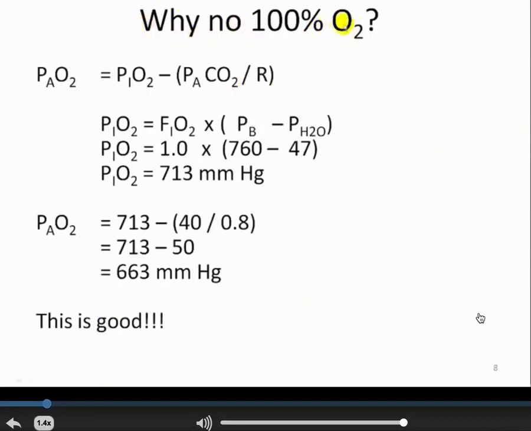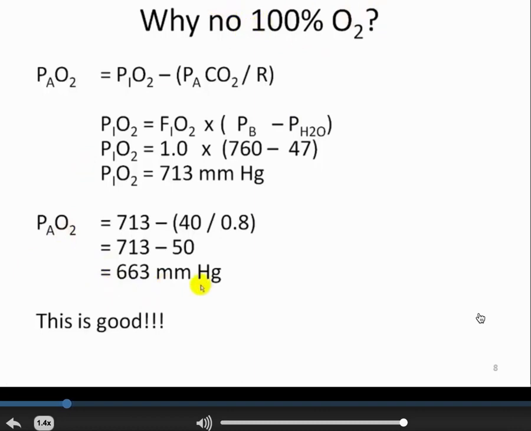So why would you not want to give 100% O2? We can go back to our friend, the alveolar gas equation. As we previously talked about, we know it's always 760. If you're giving someone 100% O2, that means your FiO2 is 1, or 100%. So it's 760 minus 47, which is 713, times 1 is 713. We now plug this in: 713 minus 40 over 0.8. In the presence of 100% supplemental oxygen, your alveolar O2 is 663, which is very good.